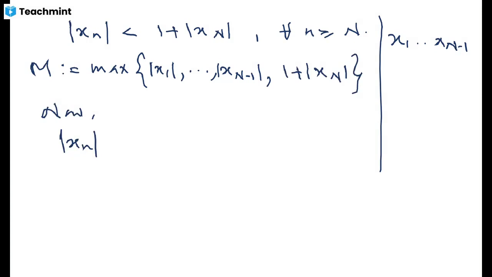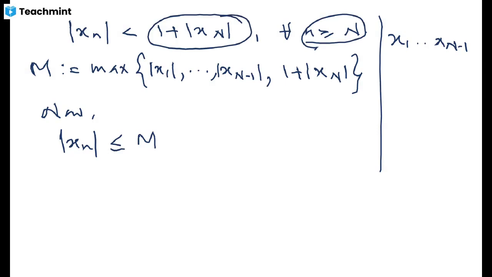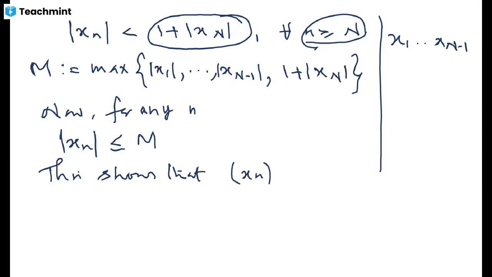Now you see that for |xn|, n is either a number less than capital N or not. If it is less than capital N, then still |xn| is less than or equal to M. And even if it is greater than or equal to capital N, its absolute value is less than 1 plus |x_N|, but the capital M that I have defined is a number larger than this number also. Hence, whatever n you choose, the absolute value is going to be less than or equal to M, and this gives us that this sequence is a bounded sequence. So this is done now.